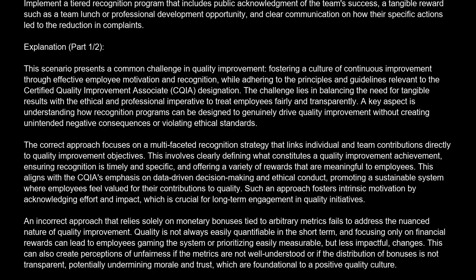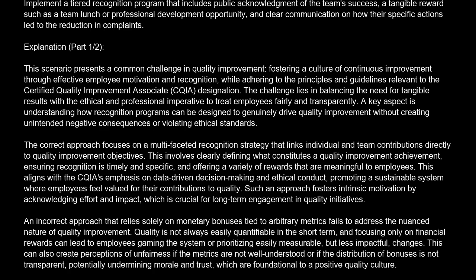Explanation. This scenario presents a common challenge in quality improvement: fostering a culture of continuous improvement through effective employee motivation and recognition, while adhering to the principles and guidelines relevant to the Certified Quality Improvement Associate (CQIA) designation. The challenge lies in balancing the need for tangible results with the ethical and professional imperative to treat employees fairly and transparently. A key aspect is understanding how recognition programs can be designed to genuinely drive quality improvement without creating unintended negative consequences or violating ethical standards.